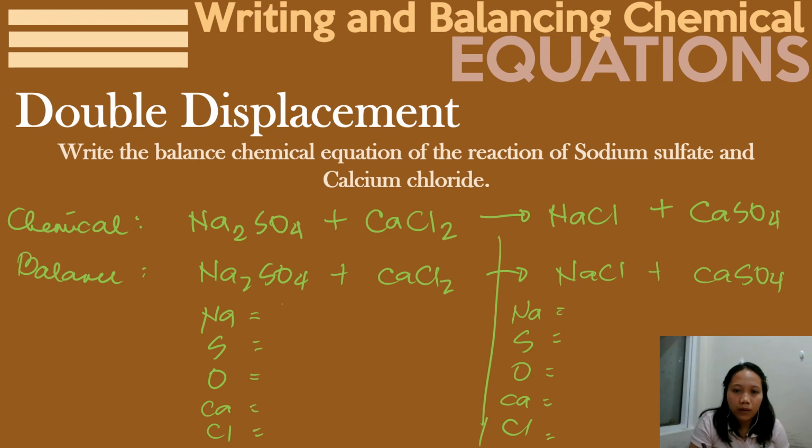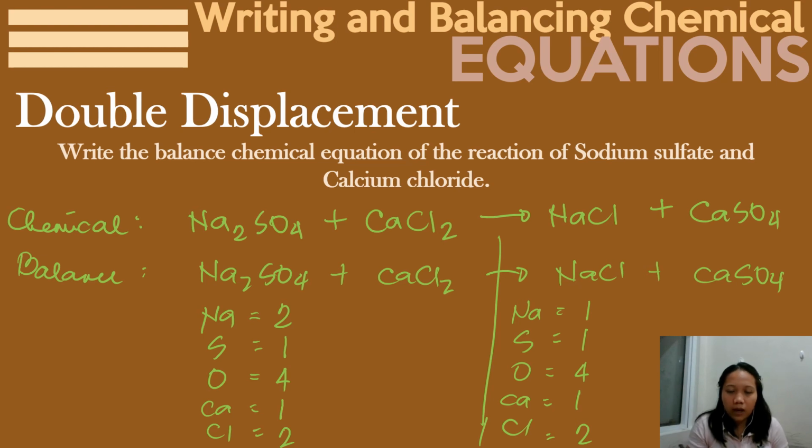How many sodium? You have 2. On the product side, you only have 1. For your sulfur, you have 1 here, and you also have 1 on the other side. For your oxygen, you have 4, and you also have 4 on the right side. Calcium is 1. Calcium on the right side is also 1. Chlorine here is 2, and your chlorine as well here is 2. So you have equal sulfur, oxygen, calcium, and chlorine atoms. The only difference is your sodium. So you have to multiply this one by 2.